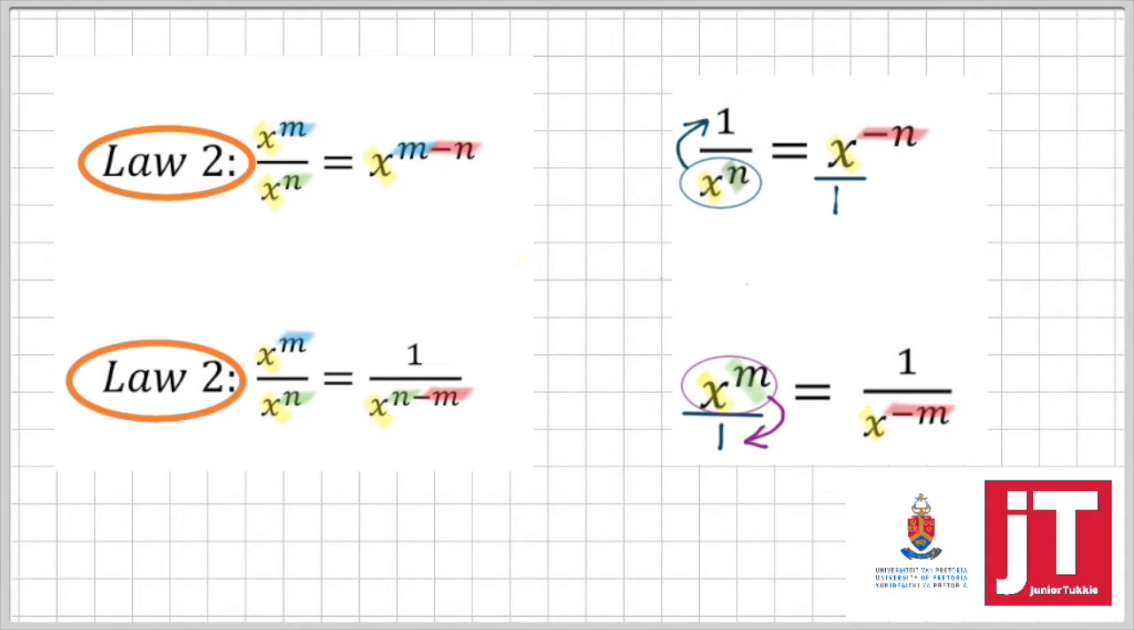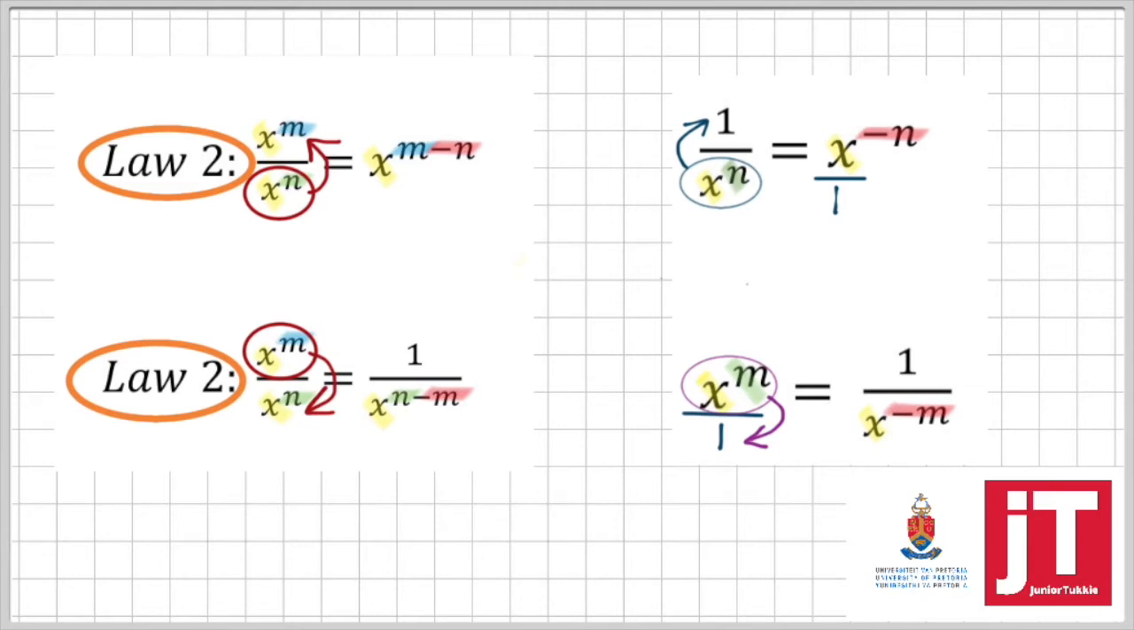Now grade 9s, you would use the first version when you would like to work in the numerator. We use the definition on the right to move x to the power of n up into the numerator, and that is why we end up with x to the power of m minus n. And we use the version at the bottom when we would like to work in the denominator. We use the definition on the right-hand side to move x to the power of m down into the denominator, and that is why we end up with 1 over x to the n minus m.